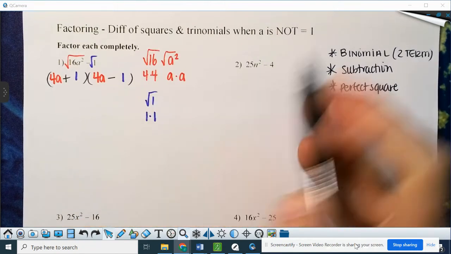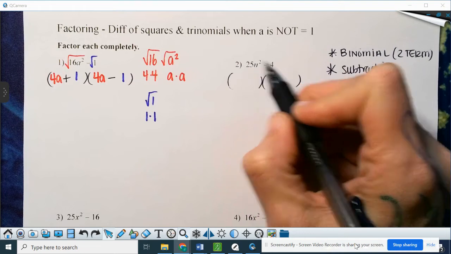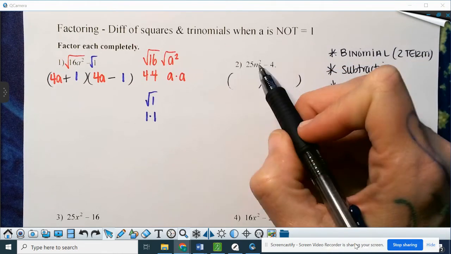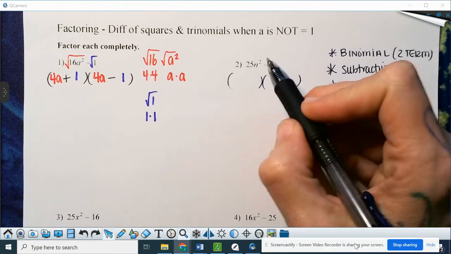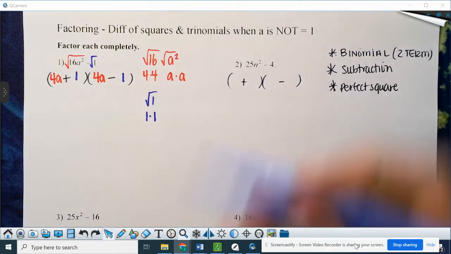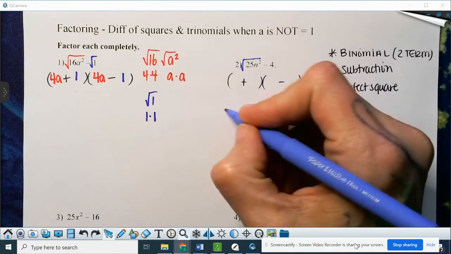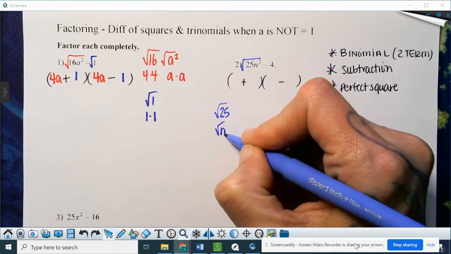All right, so looking at number 2. 2 sets of parentheses. It's a binomial. I can take the square root of 25. I can take the square root of n squared. I can take the square root of 4. And it is subtraction in the middle. So I'm going to do plus and I'm going to do minus. So the first one I'm going to do is 25 and n squared. So I'm going to take the square root of 25 and the square root of n squared.